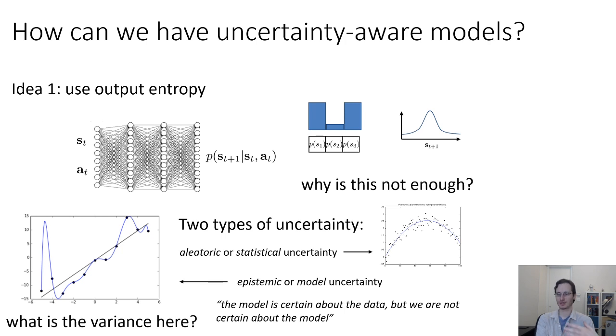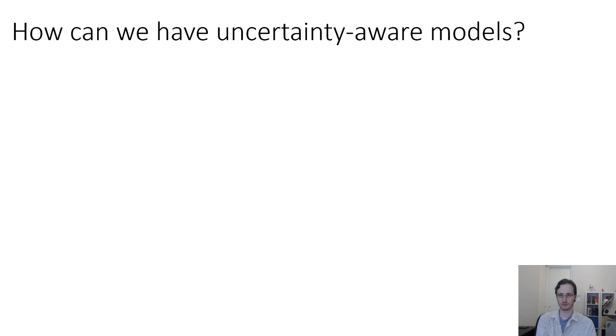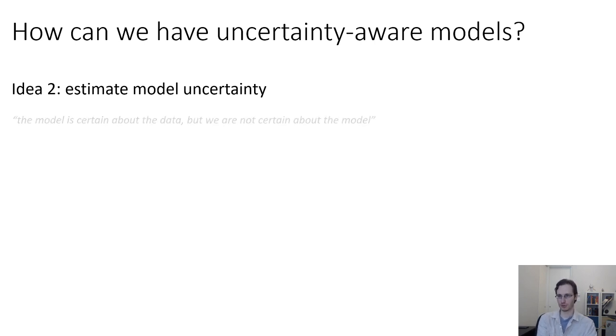Maximum likelihood training doesn't give you this. So just outputting a distribution over the next state, or a Gaussian distribution with a mean and variance, will not get you this capability. So how can we get it? Well, we can try to estimate model uncertainty, and there are a number of different techniques for doing this.